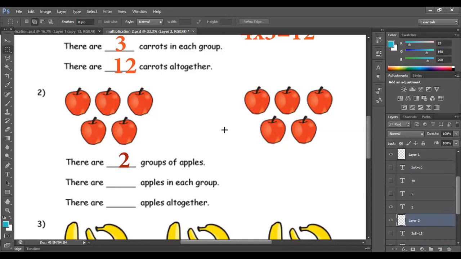The second step is to count how many apples are in each group. 1, 2, 3, 4, 5. 1, 2, 3, 4, 5. So I have 5 apples in each group.